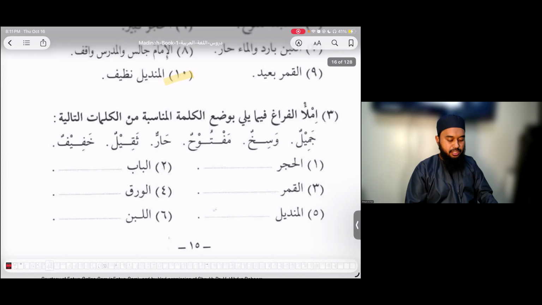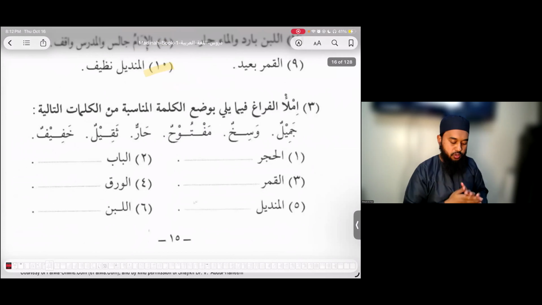So al-hajaru wasikhun, the rock is dirty. Let's use the word dirty for something else, right? Al-hajaru, what's going to be the first one? Khafif, no, khafif is the opposite. Thaqil. Let's use the logic of this book. So we don't want to say al-babu thaqilun, it's a heavy door. No, we already did that. Al-babu maftuh. Let's use the word maftuh instead.